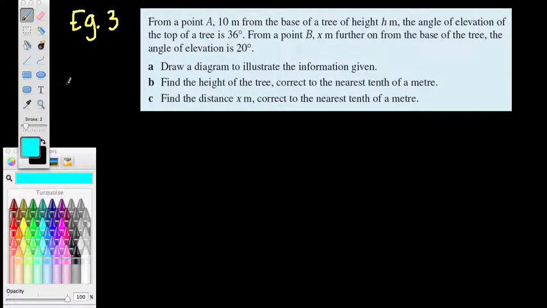Okay, this is a bit of a more challenging one. I'm going to spend some time drawing the diagram here. Let's have a look together. Read that yourselves first while I start to draw.